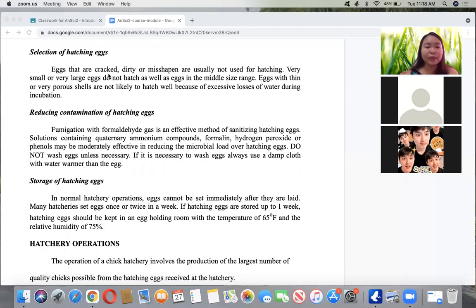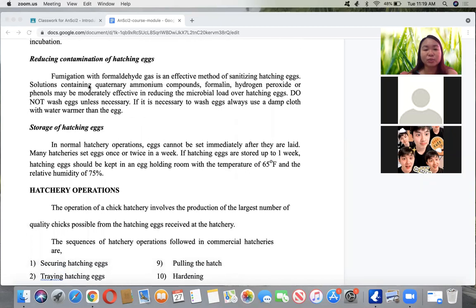So eggs that are cracked, dirty, or misshapen are usually not used for hatching, and very small and very large eggs also do not hatch as well as eggs in the middle size range. So hindi sila magkapareho, so dapat by batch mo sila na magkaka-size. Eggs also with thin, very porous shells are not likely to hatch well because of the excessive loss of water during incubation. So, parang nakikita mo na thin lang yung shells, madaling masira, so it will not also hatch well.